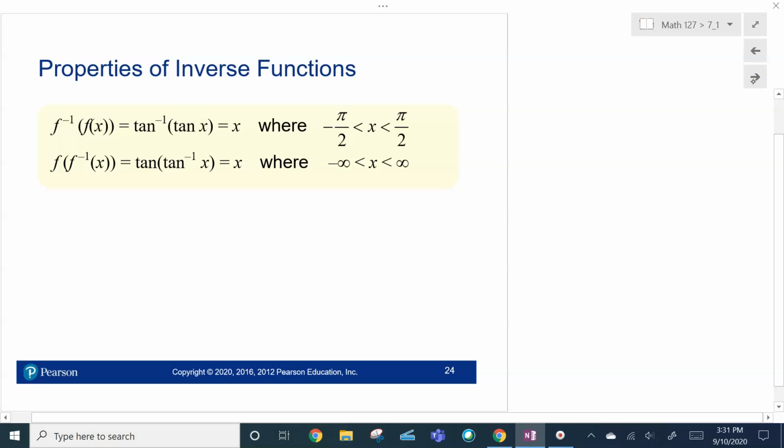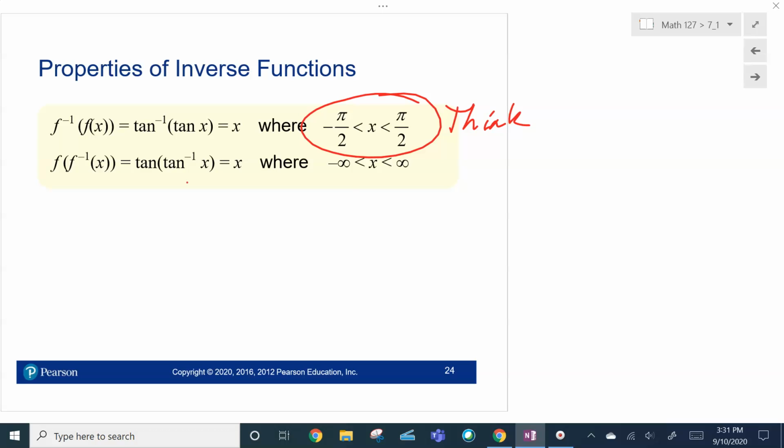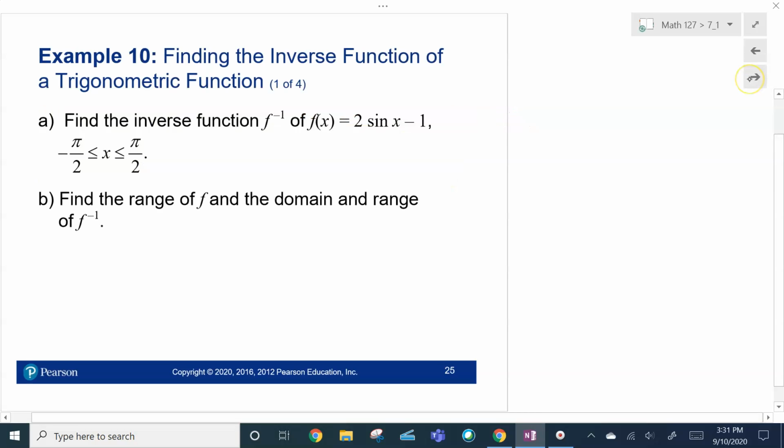So the arctangent of the tangent. The arctangent of the tangent is x. For that, now you've got to think about it. And then the tangent of the arctangent of x is x for any x. No restrictions there, because the domain of the arctangent has no problems. All right, so let's look at finding the inverse now of a function.